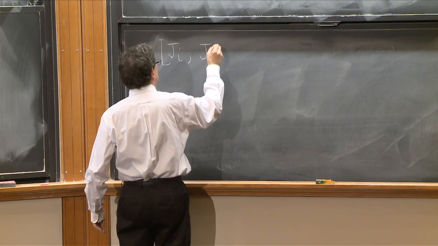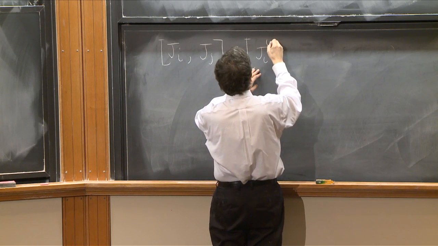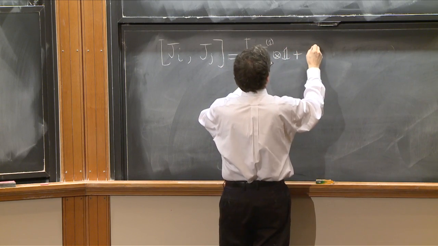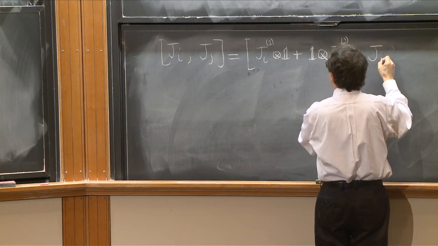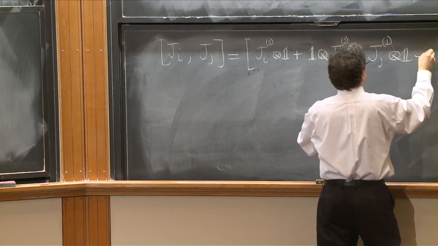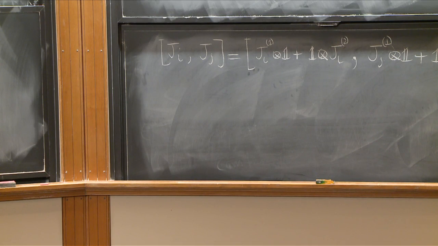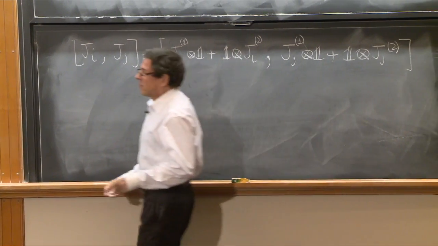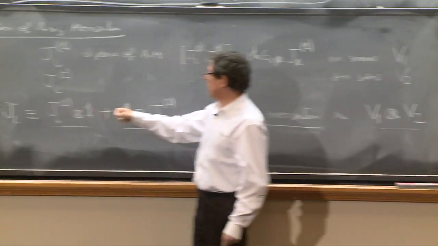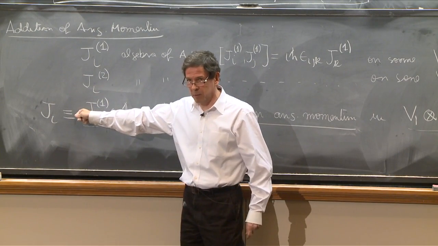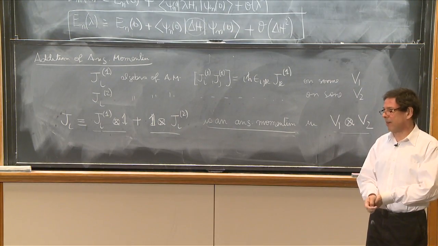So let me prove it. I compute the commutator of J_i with J_j. So I have to do J_i^(1) tensor 1 plus 1 tensor J_i^(2), and then J_j would be J_j^(1) tensor 1 plus 1 tensor J_j^(2). I have to compute this commutator. Now, an important fact about this result, that I'm not trying to generalize: if you had put a minus here, it wouldn't work out. If you would have put a 2 here, it wouldn't work out. If you would have put a 1/2 here, it won't work out. This is pretty much the only way you can have two angular momenta and create a third angular momentum.